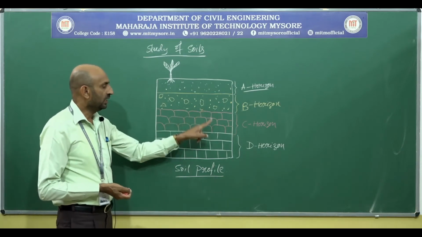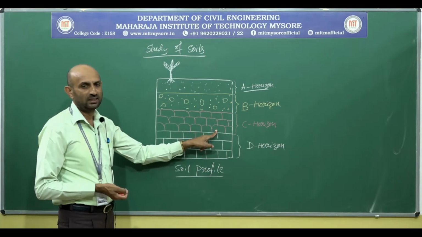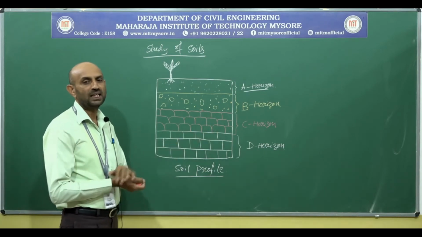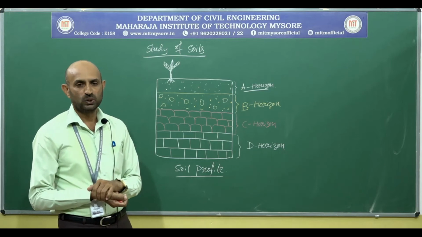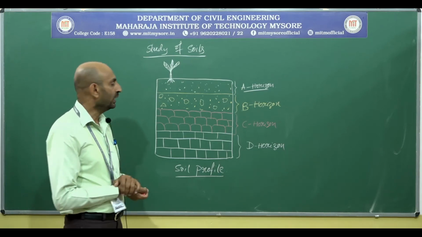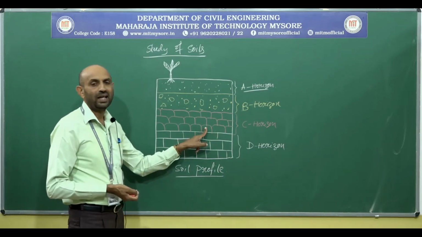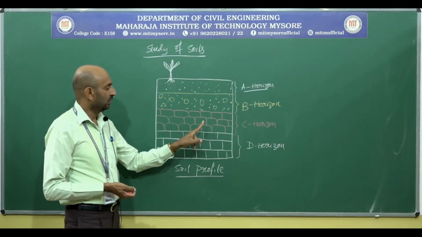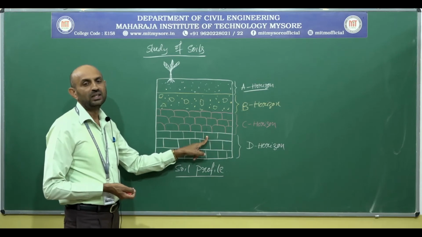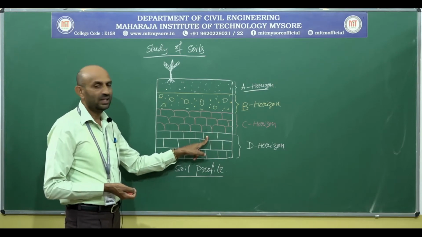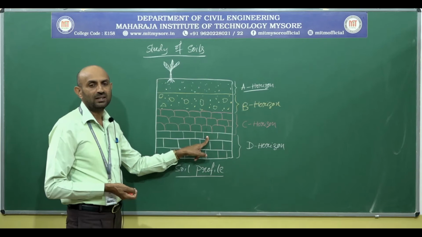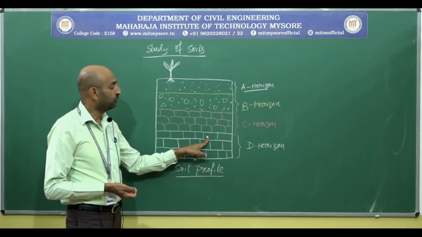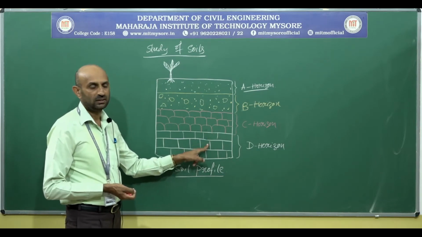Next to the B is C horizon. This is a practically soil-free zone. This zone is already attacked by the weathering agents. Next to this, D horizon. Here we are going to find solid block free from weathering.